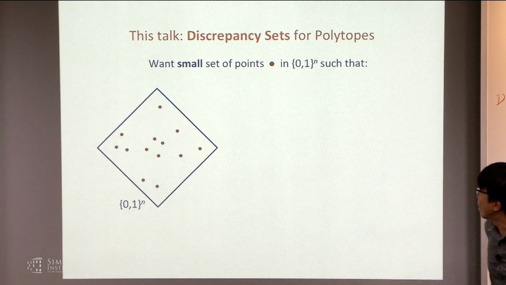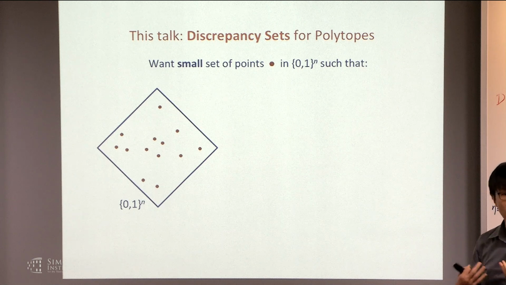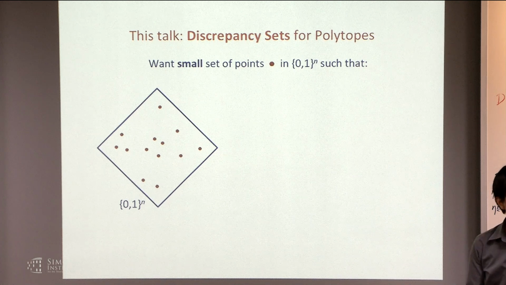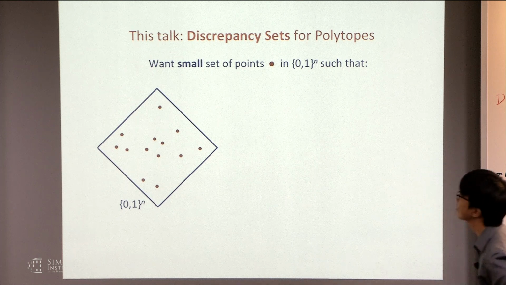Okay, there are many questions we can ask about polytopes. We'll focus on just one of them in this talk, that of constructing discrepancy sets for polytopes. So what's a discrepancy set? We want a small set of points, the smaller the better, with the following very special property. So here's my set of points.